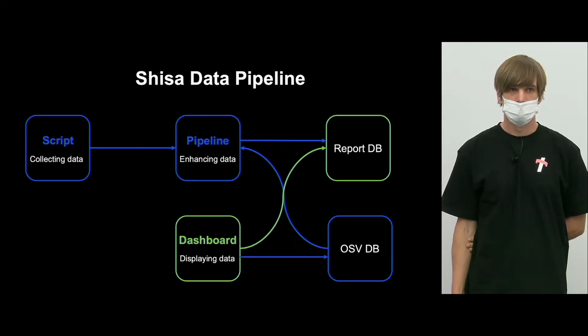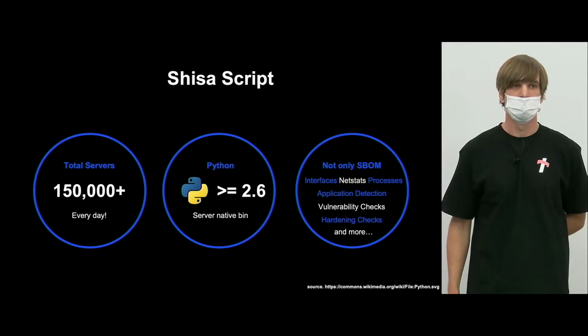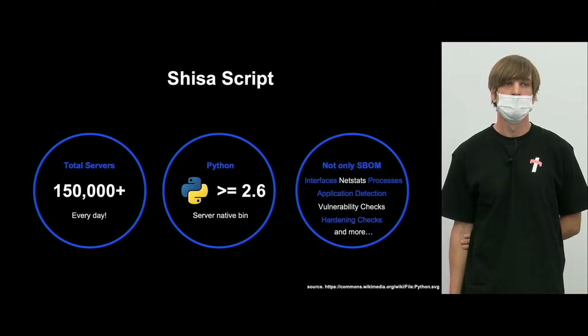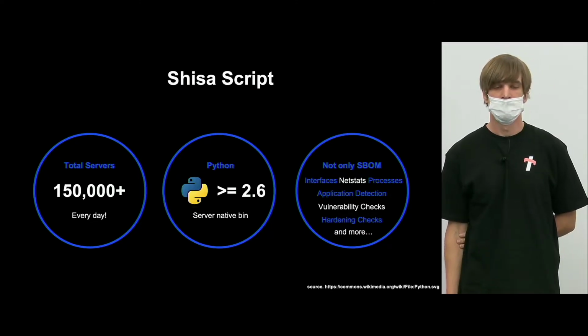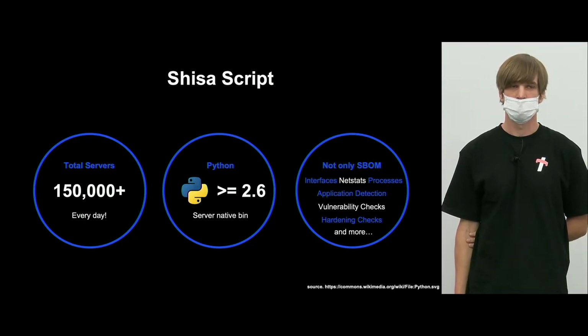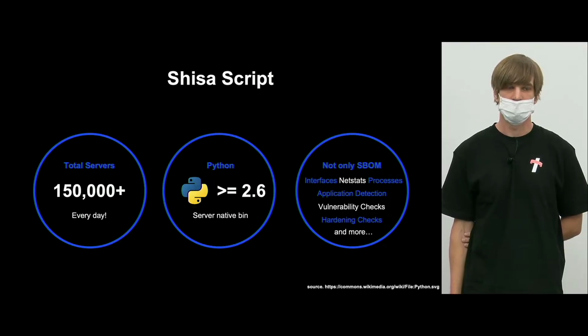So now I want to talk a little bit about each of these components. Starting off with the Shisa script. At LINE, we have over 150,000 servers running at multiple data centers across multiple countries. Shisa runs at these servers every day, at least once.